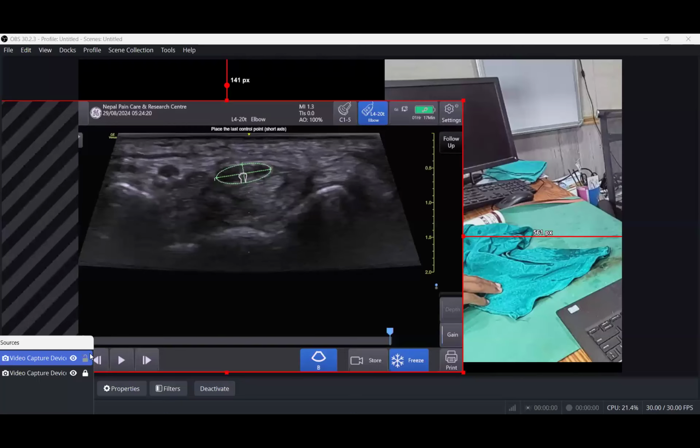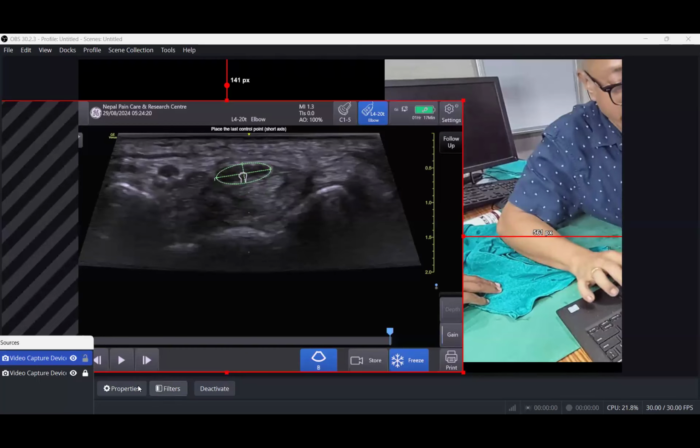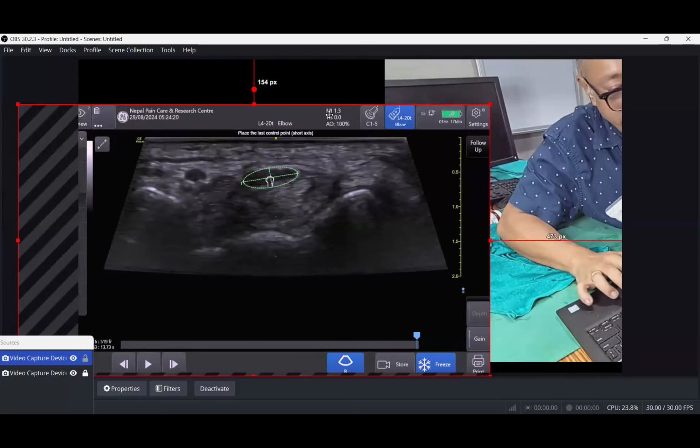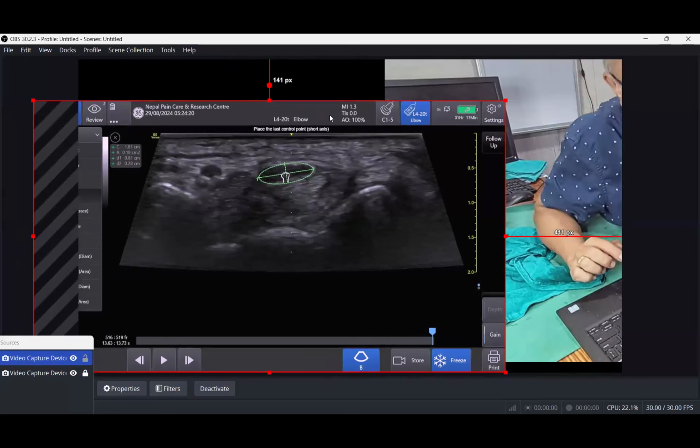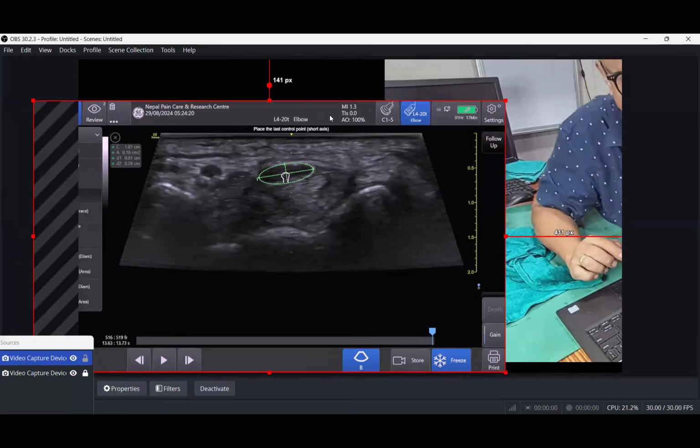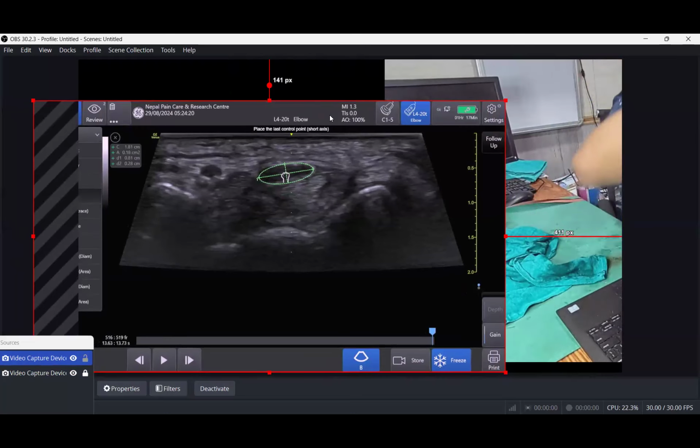So this is the tentative cross-section area of the median nerve, and it shows around... This is how you measure, okay? It shows around how much it shows. It is about 18 millimeters square, okay? This is one of the diagnostics for carpal tunnel syndrome.